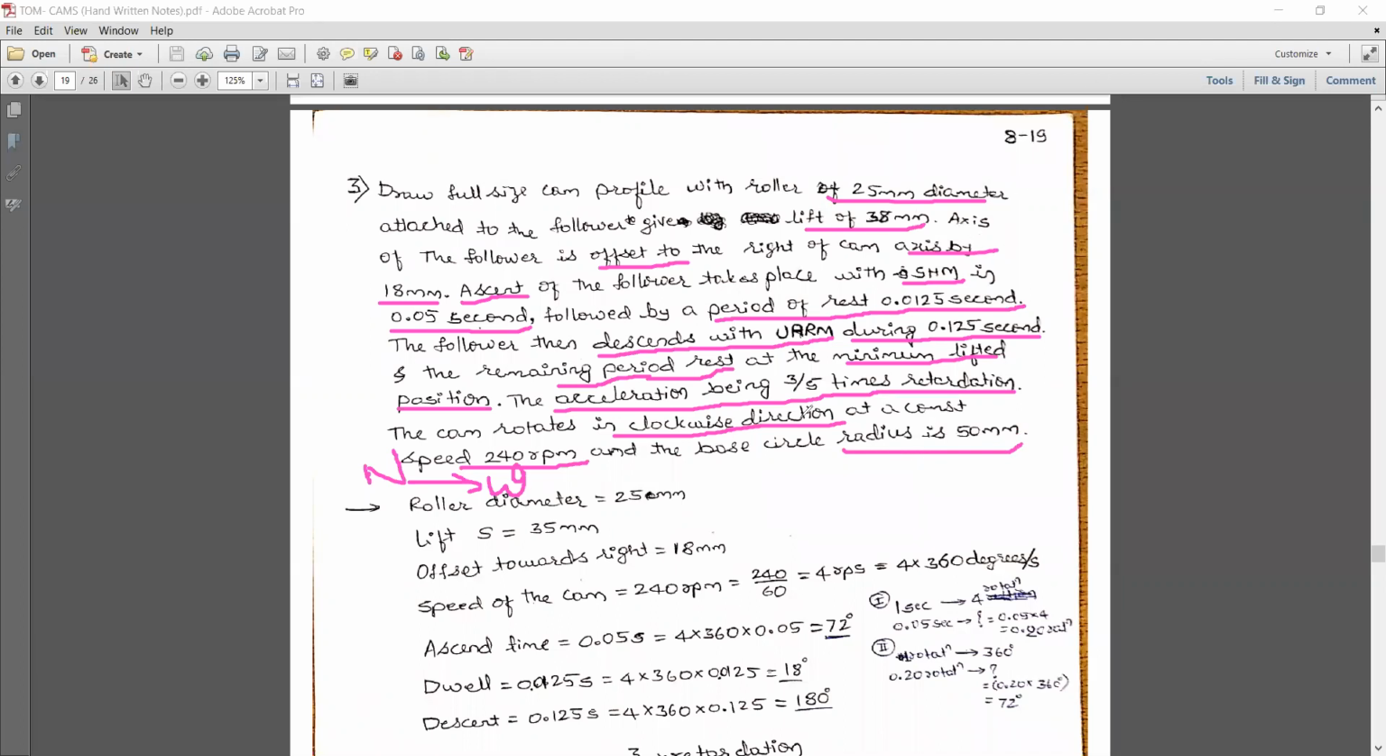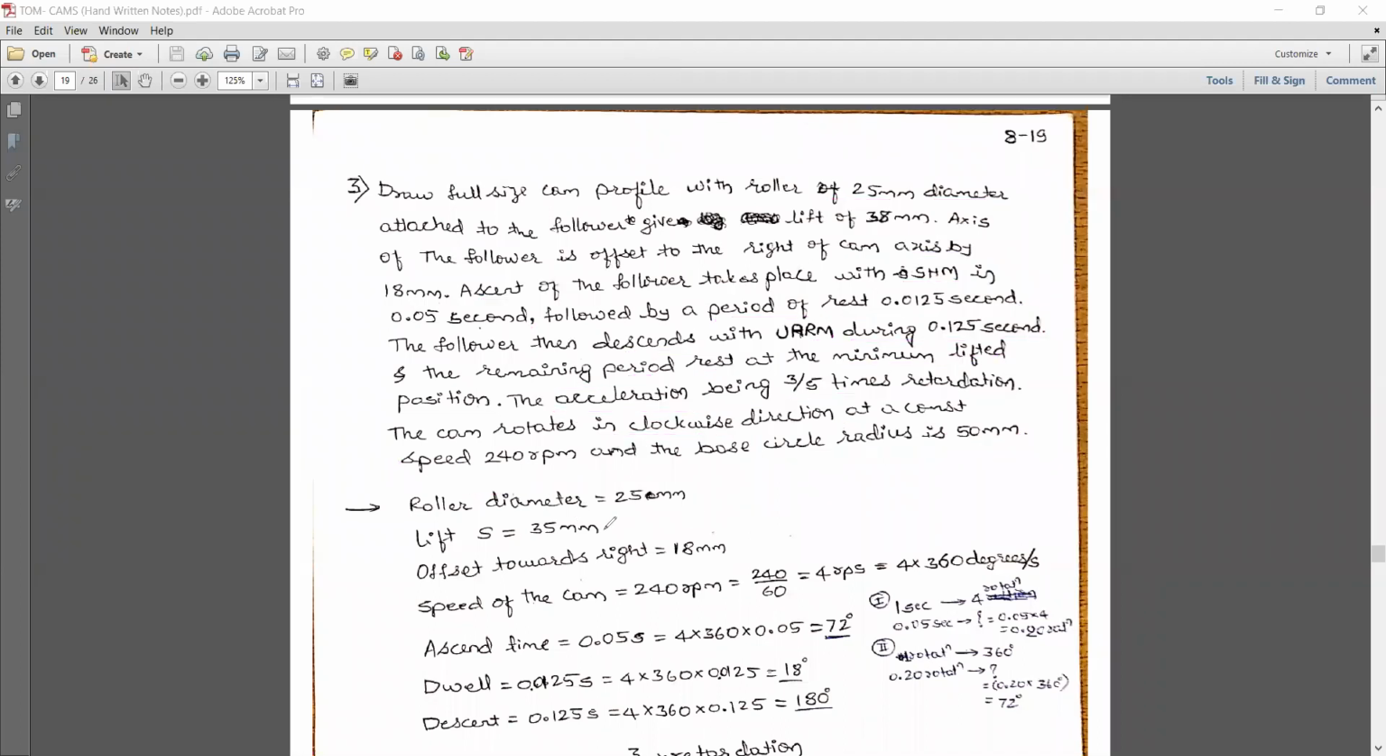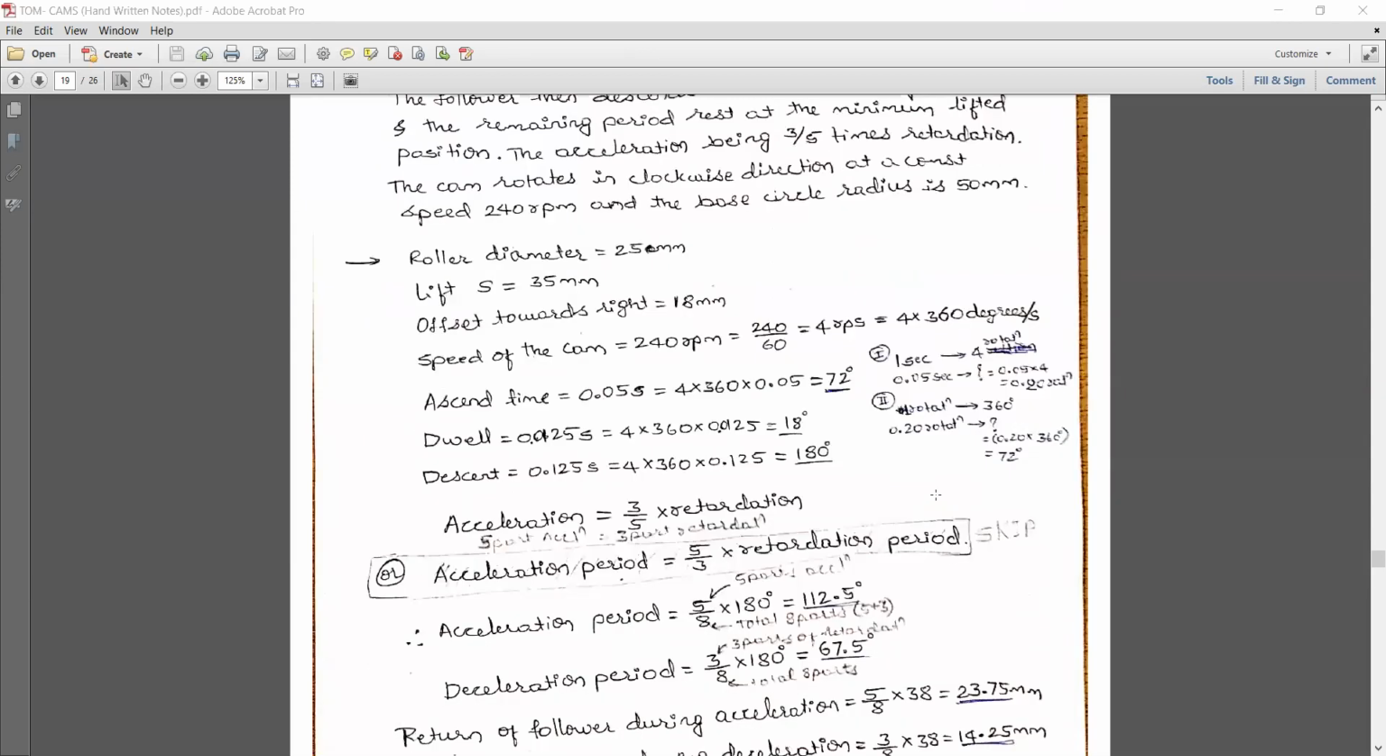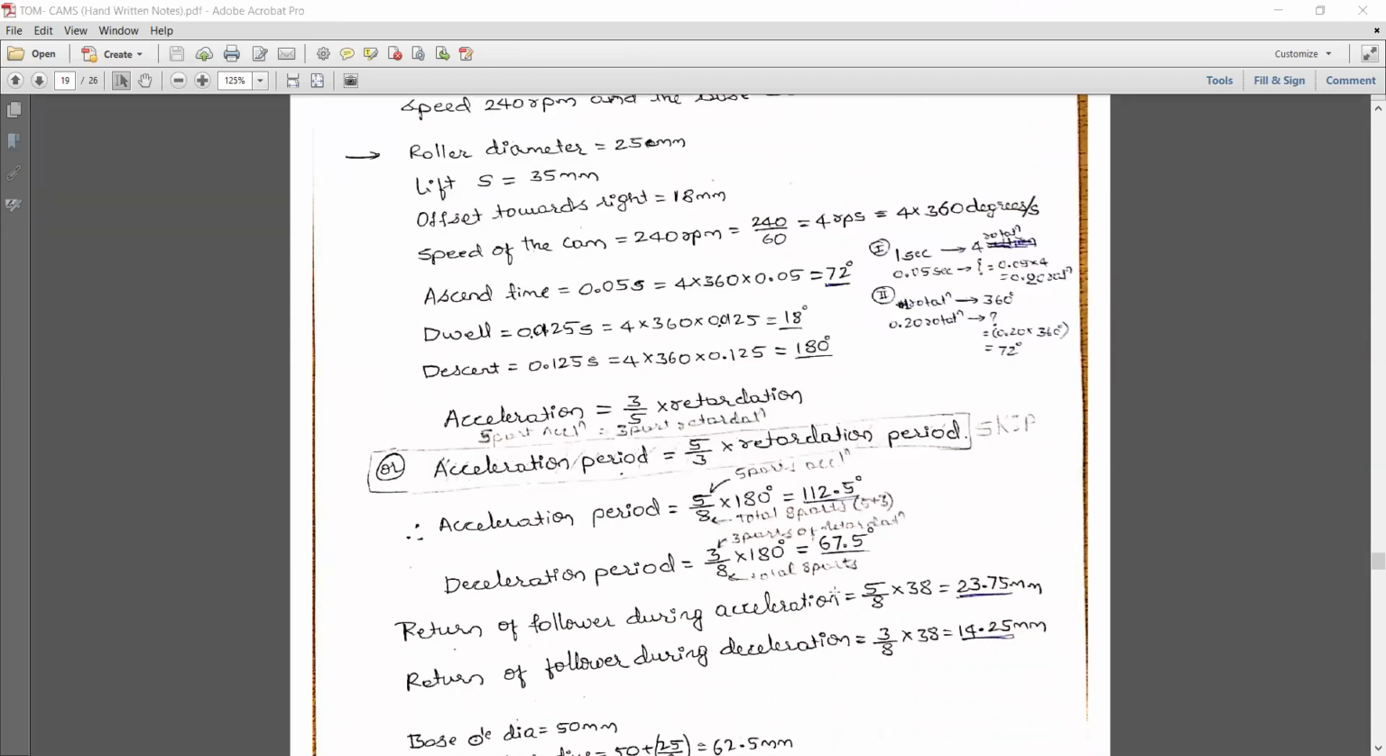Okay, now we'll start this step by step. Here I have written all the given data in detail. Let me start. The roller diameter is 25 mm. Lift is 35 mm. Offset is 18 mm. Speed of cam is 240 rpm. They have given 240 rpm here. It's one of the very important parts.